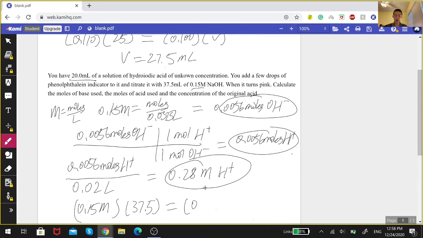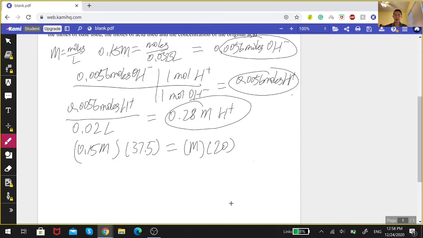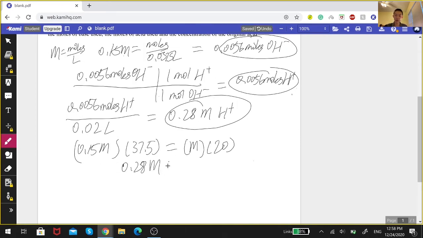Is equal to, we're looking for the concentration, M times 20 milliliters. We can use milliliters here. And in the end, it will still get you a concentration of 0.28 molar of H plus.